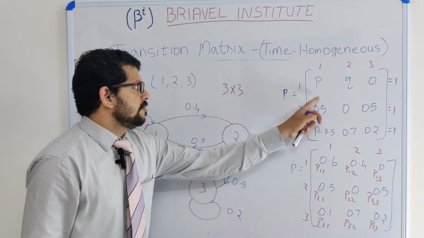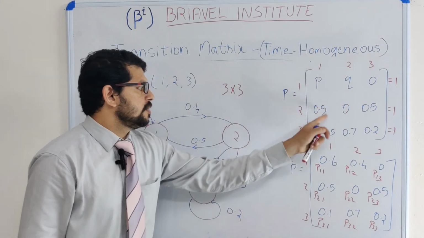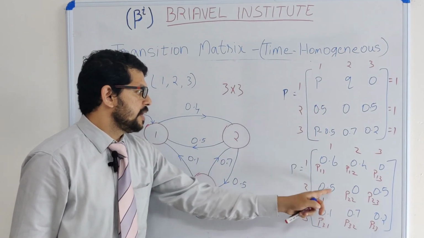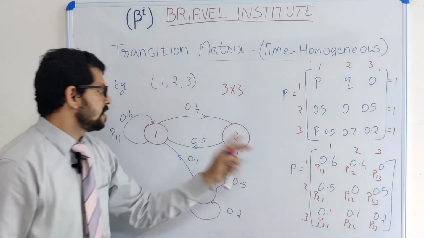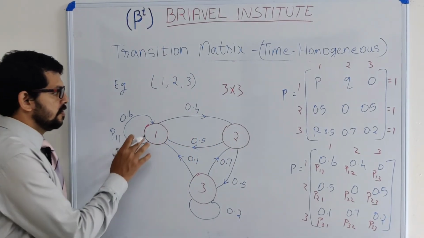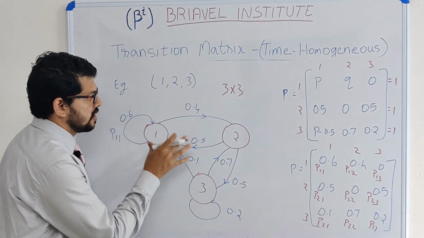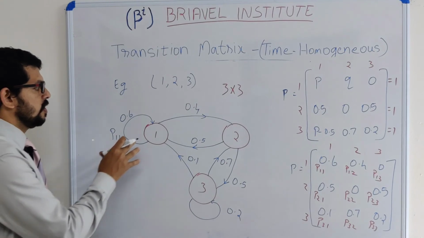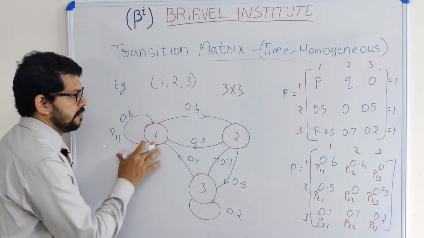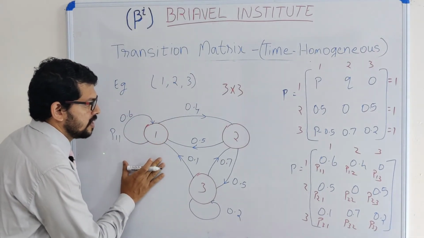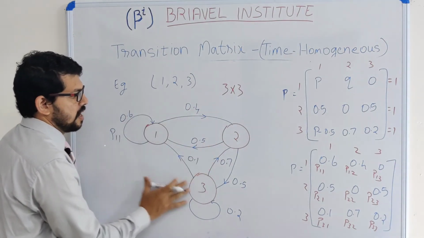So we found P and Q, then wrote the transition matrix and converted the transition matrix to a transition diagram. What is the usage of this transition diagram? We can easily understand how the transition happens.